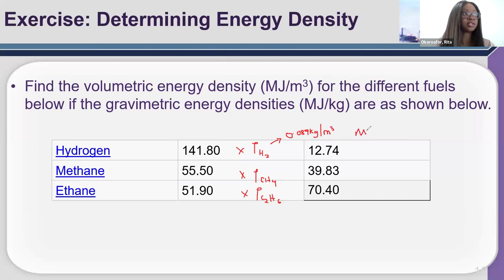For methane, you do the same thing. You use a density of about 0.71 or 0.72, something like that, kilograms per meter cubed to get this value. And then for ethane, you'll be using something like 1.3 kilograms per meter cubed to be able to do that. Okay. And you arrive at this value.